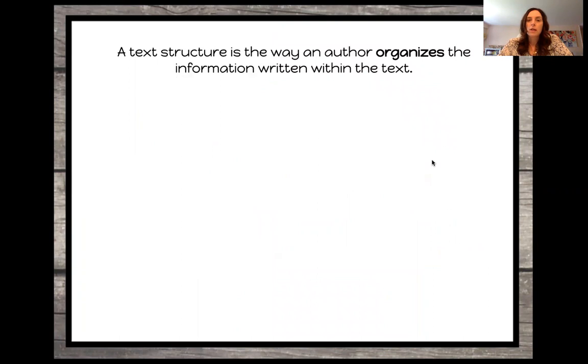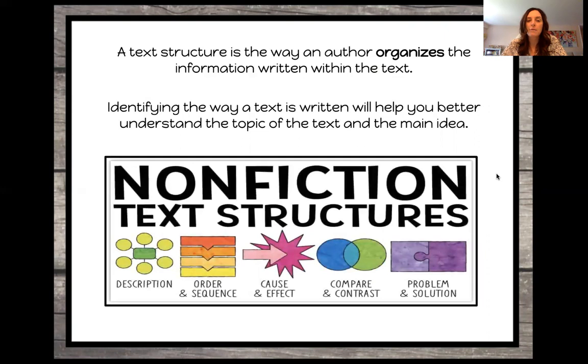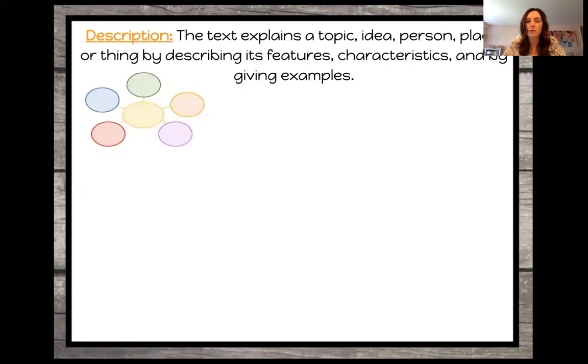A text structure is the way that an author organizes the information that's written within a text. When you can identify the way that a text is written, it helps to give you a better understanding of the topic and of the main idea of the text. There are 5 main nonfiction text structures that we are going to look at today: description, order and sequence, cause and effect, compare and contrast, and problem and solution. So let's start off with description.